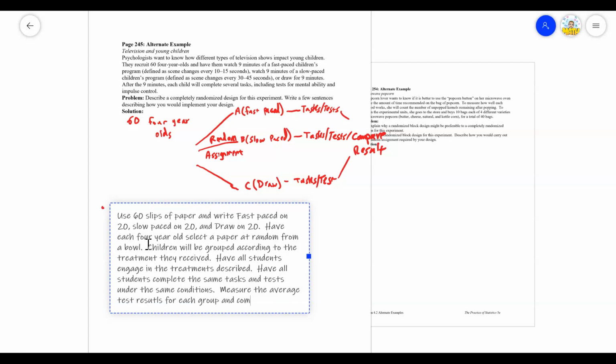And compare the scores. Okay, seems like a lot, but I would feel comfortable if I gave this to someone and said, can you implement this experimental design? That they would be able to do that. So notice I've written a few sentences.